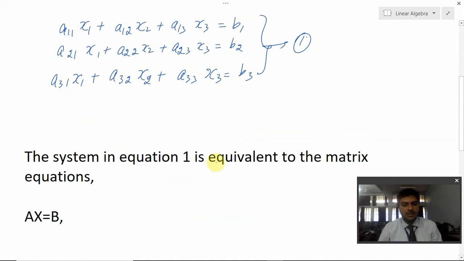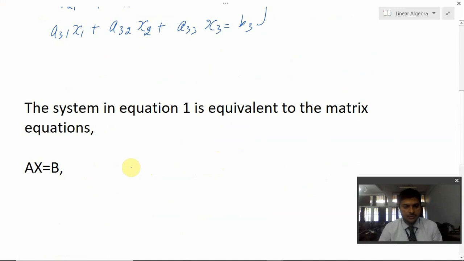Systems. Equation 1 is equivalent to the equation Ax = B. So this is our second equation, equation number 2. From the equations above you can see A. What is A? A is the coefficient of x1, x2 and x3. So what are those coefficients? Beside x, what do we have?